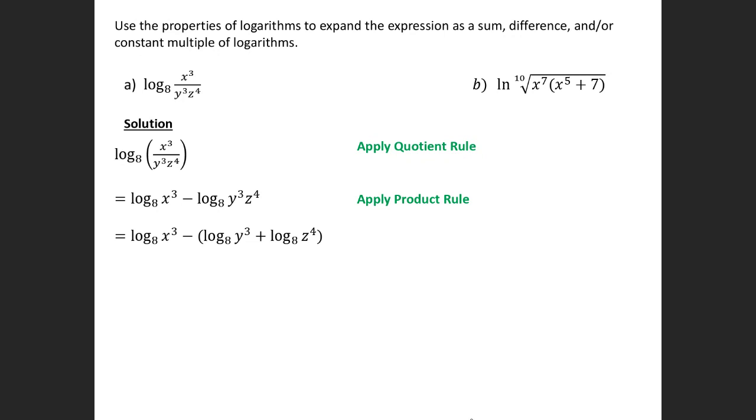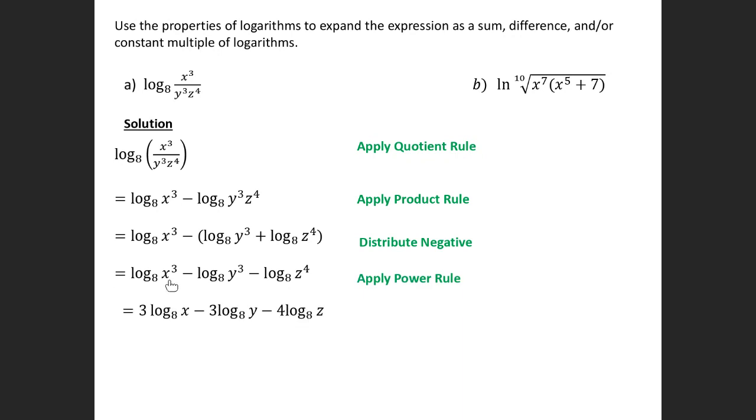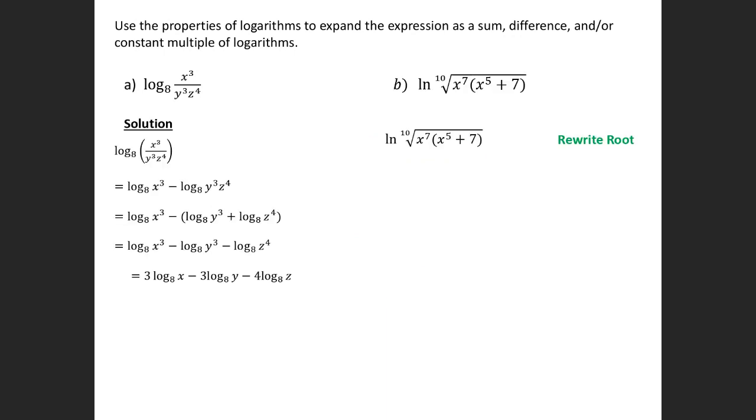Okay, so now let's take care of any exponents that we might see, or I guess we can distribute this negative. That way we can get rid of our parentheses. So negative times this would be negative log 8 y cubed, and negative times this would be negative log 8 z to the fourth. And now let's take care of these exponents. So we'll apply the power rule. So we're going to take the 3 to the front, this 3 to the front, and this 4 to the front. And so that would be our answer.